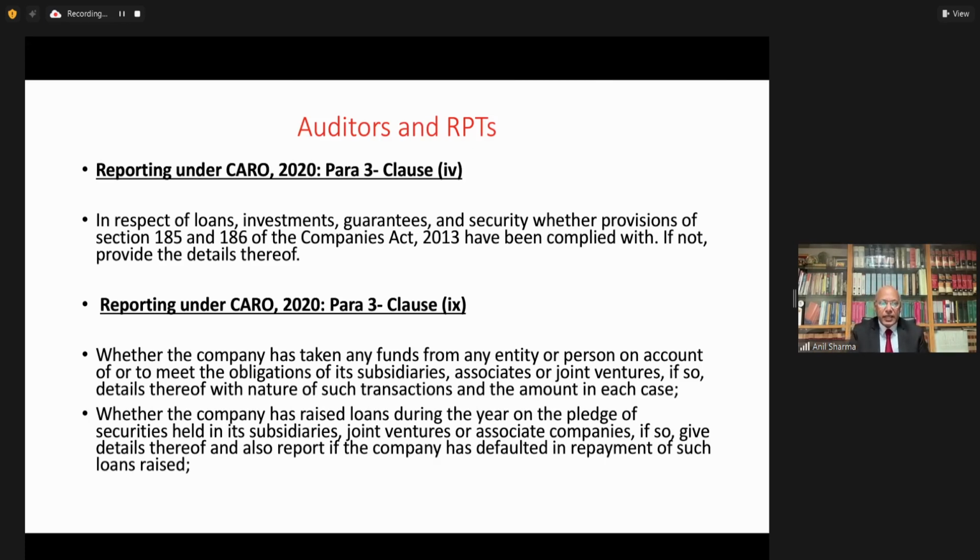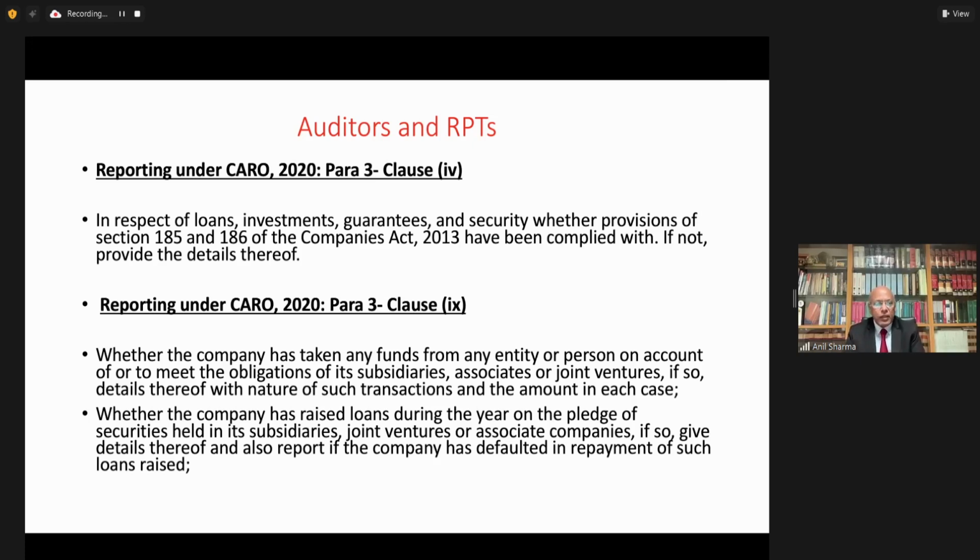Where the company has raised loans during the year on the pledge of securities held in subsidiaries, joint ventures, and associate companies, give details. And this is the other side of it, where subsidiaries, joint ventures, and associate companies have certain assets, and based on those securities, the company has raised loans. So it is virtually like giving information, though it is definitely information relating to related parties.